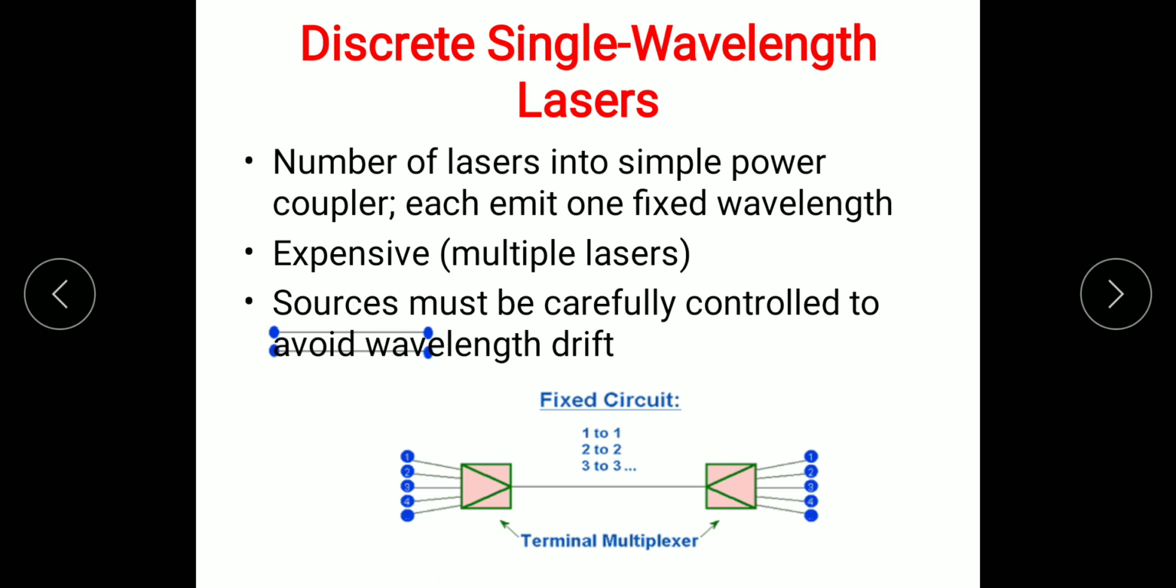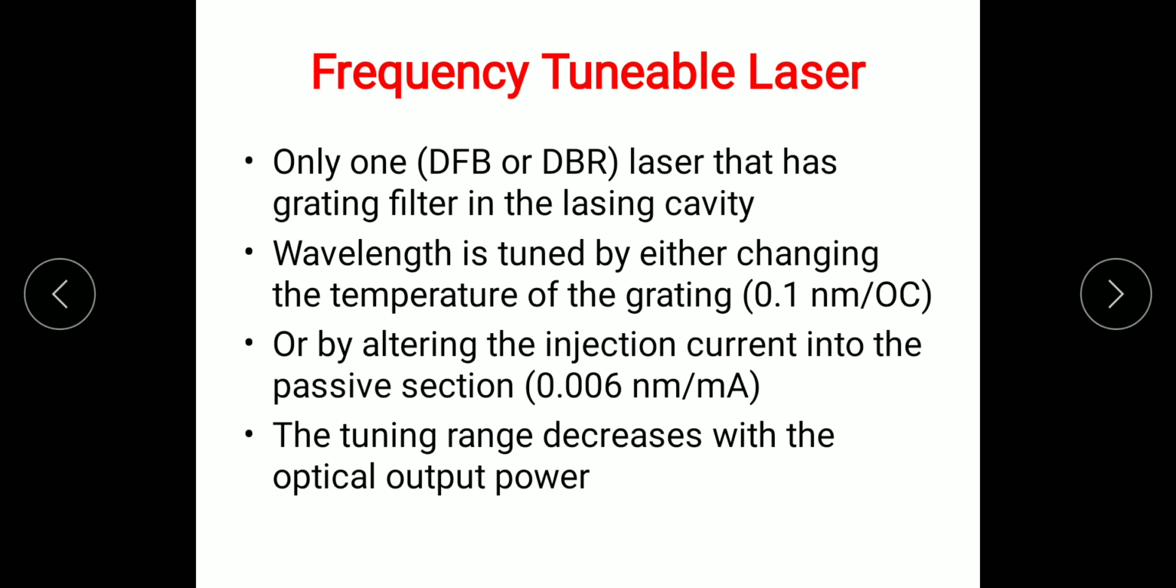We have terminal multiplexers, then frequency tunable lasers. Only one laser has a grating filter in the lasing cavity. That means it can be tuned to the desired wavelength. Wavelength is tuned by either changing the temperature of the grating or by altering the injection current into the passive section. The tuning range decreases with the optical output power. So we can change either the temperature or the injection current, and we can generate the desired tuned wavelength.